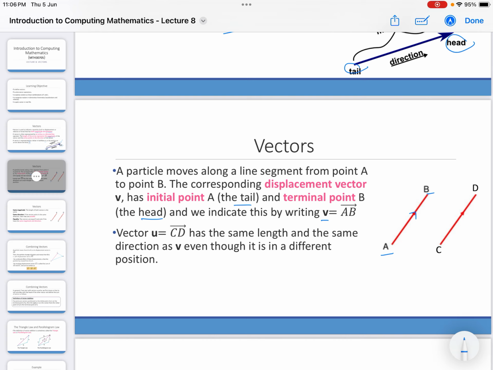Okay, and then let's say we have another vector U, where U is from point C to D. So we also write this as CD, and on top we put an arrow. This U has the same length and the same direction as V, even though it is in a different position. If you look at this, both have the same length and same direction, so we can say these two vectors are the same.